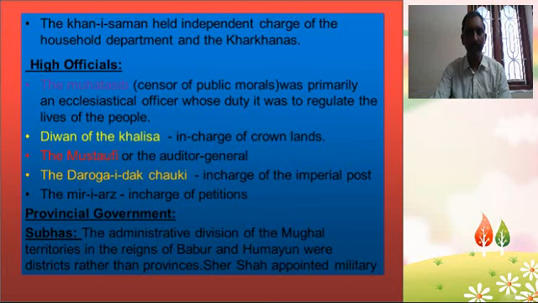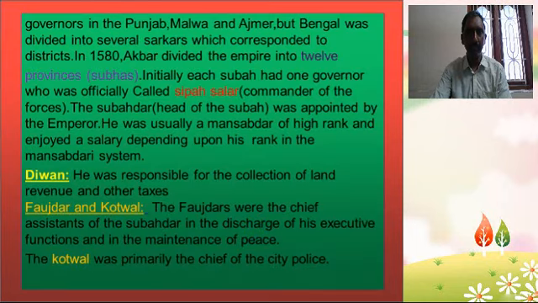Next, provincial government. Subas, the administrative divisions of the Mughal territories in the reigns of Babur and Humayun, were districts rather than provinces. Sher Shah appointed military governors in the Punjab, Malwa and Ajmer. But Bengal was divided into several sarkars, which corresponded to districts.